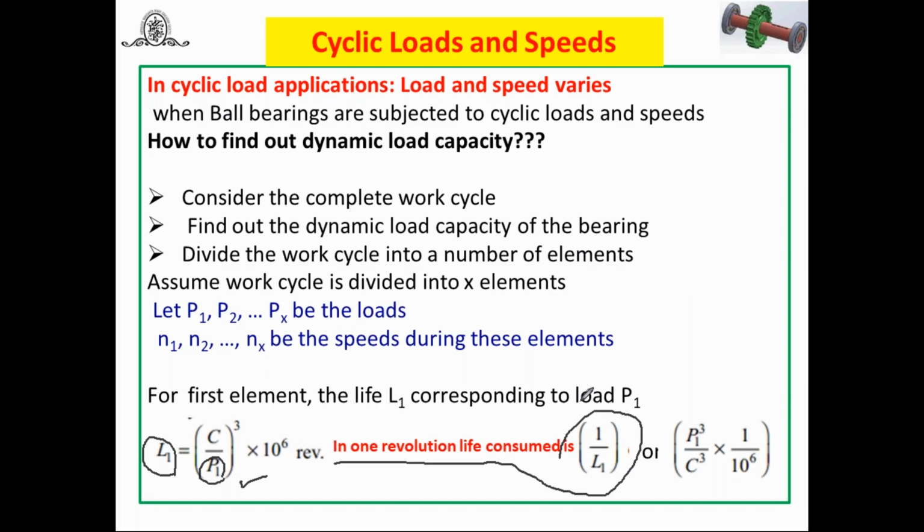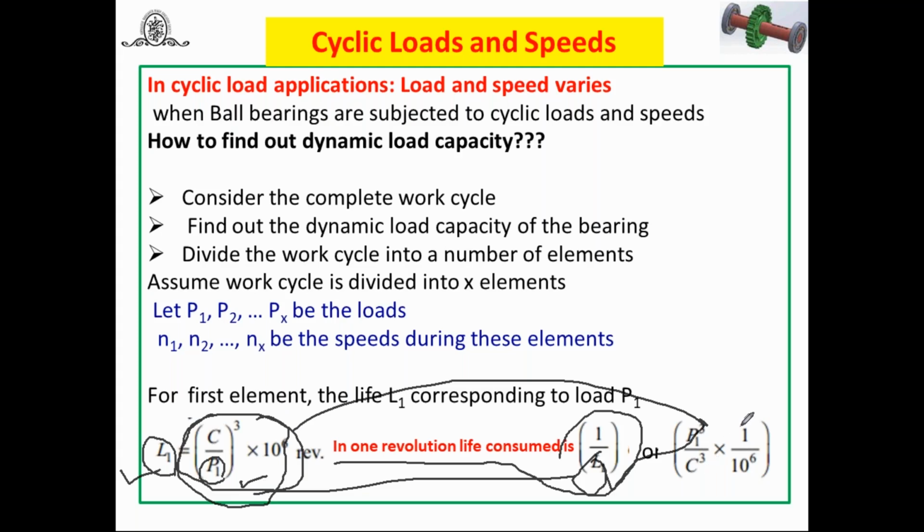Now, again, what we have to do? In one revolution, life consumed is 1 by L1. So what is the value of L1 from the load life relationship? You can substitute this value here. Here, 1 upon L1 means you have to substitute L1 equal to this value. So what will you get?